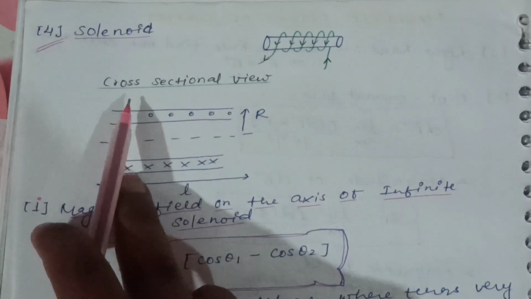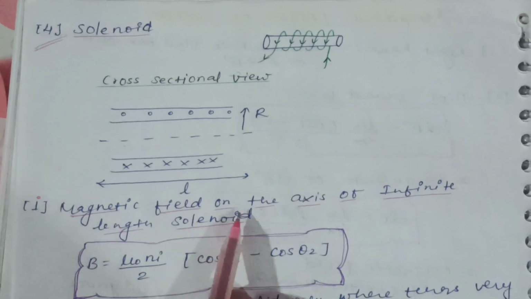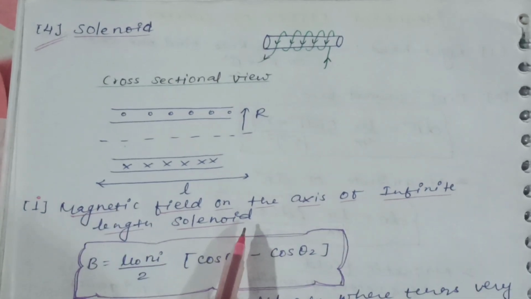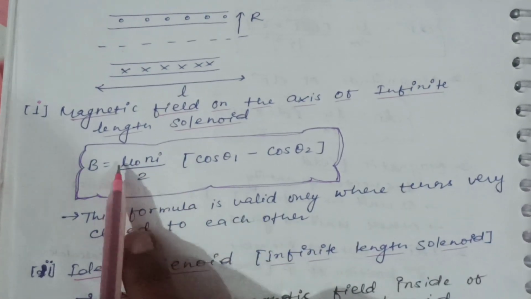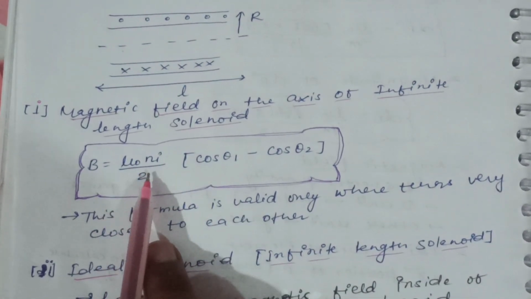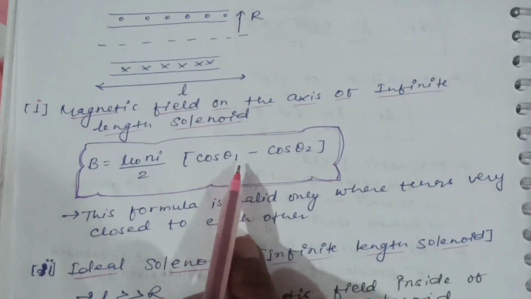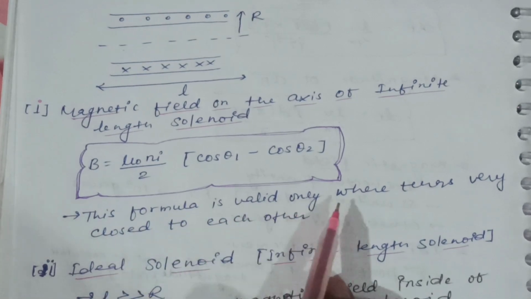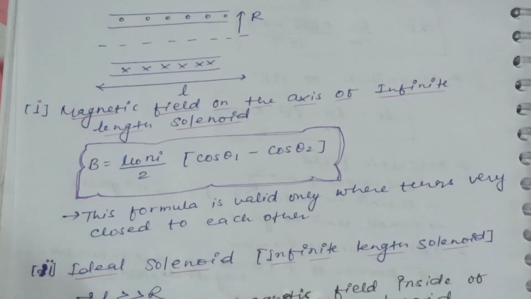Solenoid, cross-sectional view. Magnetic field on the axis of a finite length solenoid: B is equal to mu naught n I upon 2, in bracket, cos theta 1 minus cos theta 2. This formula is valid only where the terms are very close to each other.